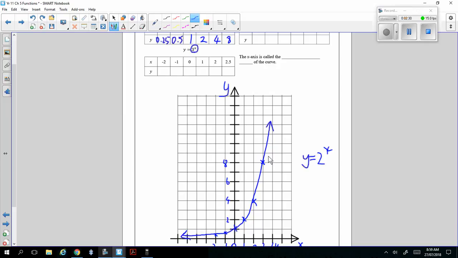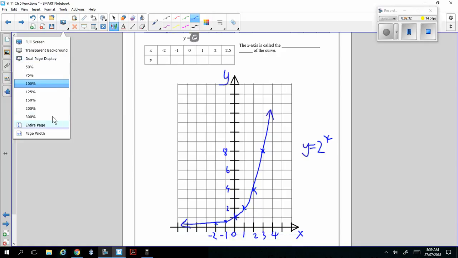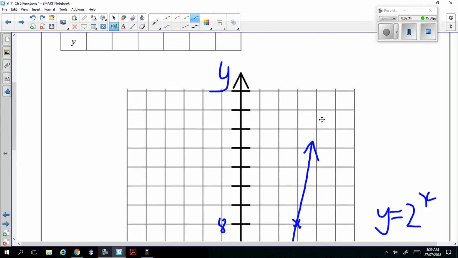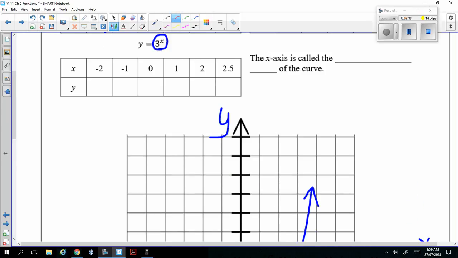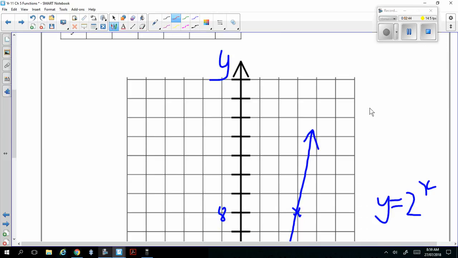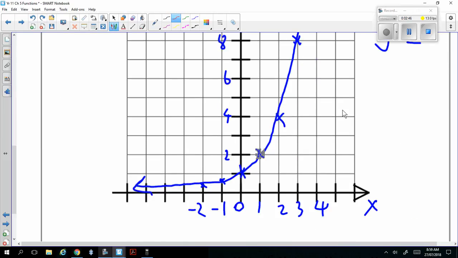So for that reason, like hyperbola, it has what we call an asymptote. So the x-axis is called the asymptote of the curve. Okay, so there's an asymptote here. So it approaches but never touches. Unlike hyperbola, it has only got one asymptote, a horizontal one. It doesn't have a vertical asymptote.